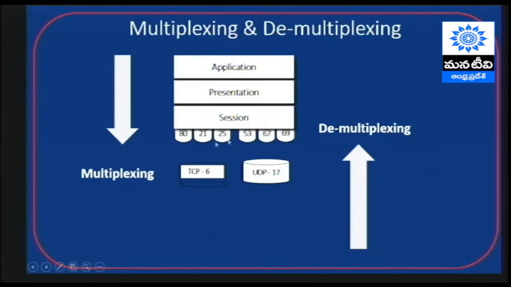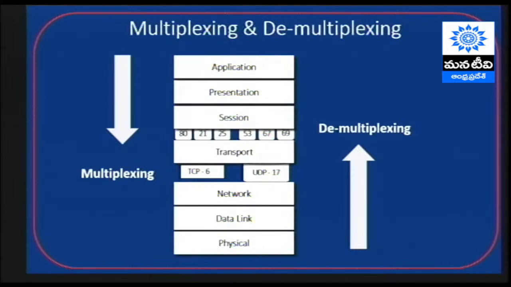So, multiplexing and demultiplexing happen at the transport layer, and you can see the data flow from application to presentation, presentation to session, and then to transport. The transport layer multiplexes these into either a TCP or UDP stream, and when you receive data, it is demultiplexed from TCP or UDP to the different applications. So, multiplexing when you send data out, demultiplexing when you receive the data from the remote computer.